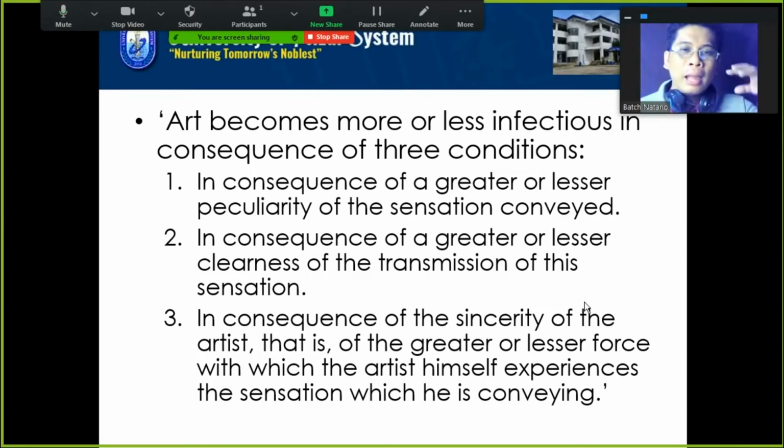Parang ganoon naman yung logic niya. Kapag mas greater yung clarity ng transmission of the sensation, meaning mas naunawaan mo yung mensahe ng isang artwork, that is more infectious. Kapag hindi mo masyadong na-gets, therefore, less infectious yung artwork. Hence, for Tolstoy, at some point that could be considered as an art form. So depende talaga sa epekto noong artwork bumabase, sabi ni Tolstoy, doon sa pagiging isang artwork.